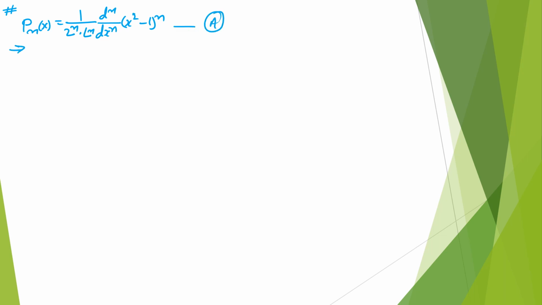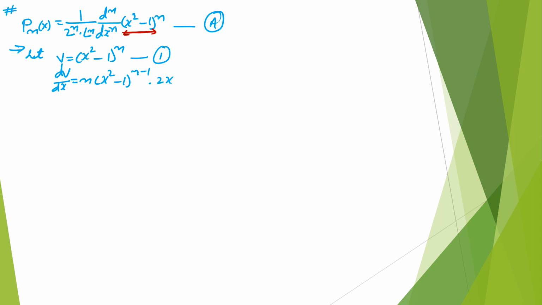To prove this, we assume let v is equal to (x square minus 1) to the power n. That means we assume this portion as v. Now differentiating this equation 1 with respect to x, we get dv by dx is equal to n (x square minus 1) to the power n minus 1 into 2x.